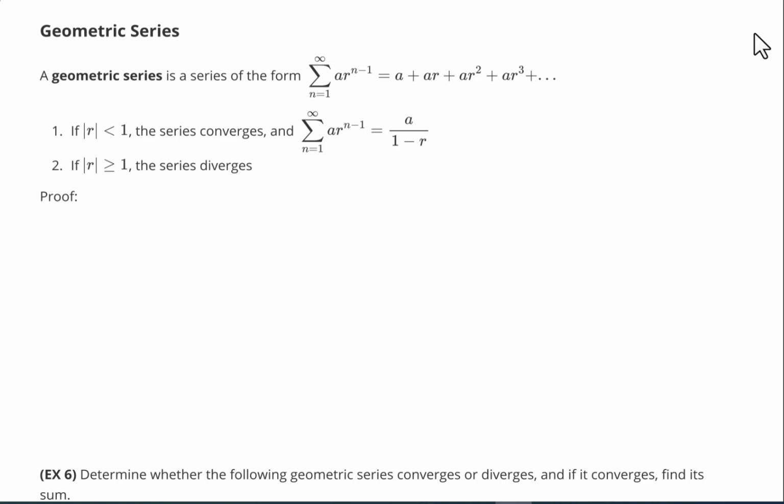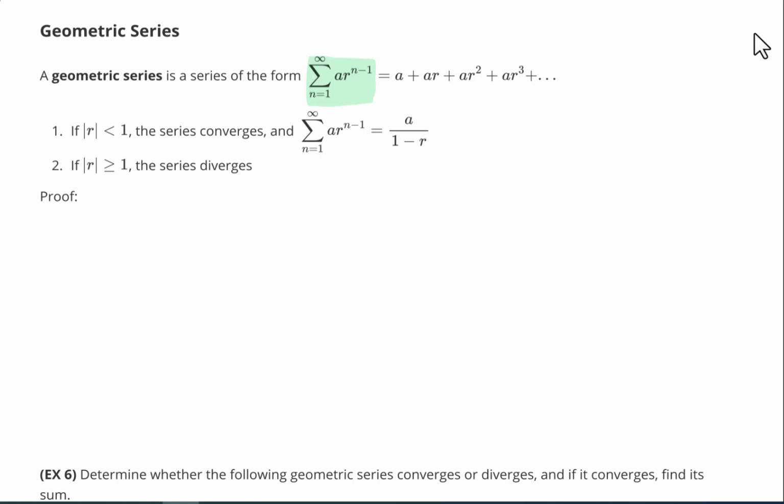So now we'll turn our attention to a very common type of series that you'll run into, which is called a geometric series. And the thing about a geometric series is that it's very predictable and very easy to determine if it's going to converge or not. You may have run into geometric series in the past, but they are series that are of the form the sum from n equals 1 to infinity of a times r to the n minus 1 power.